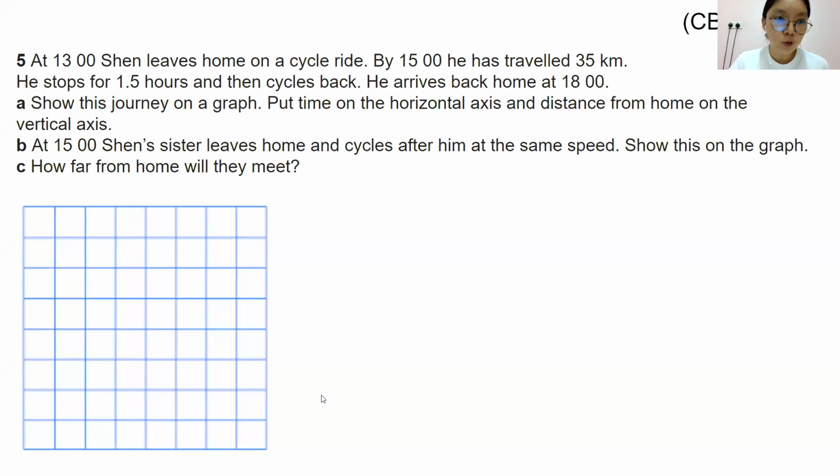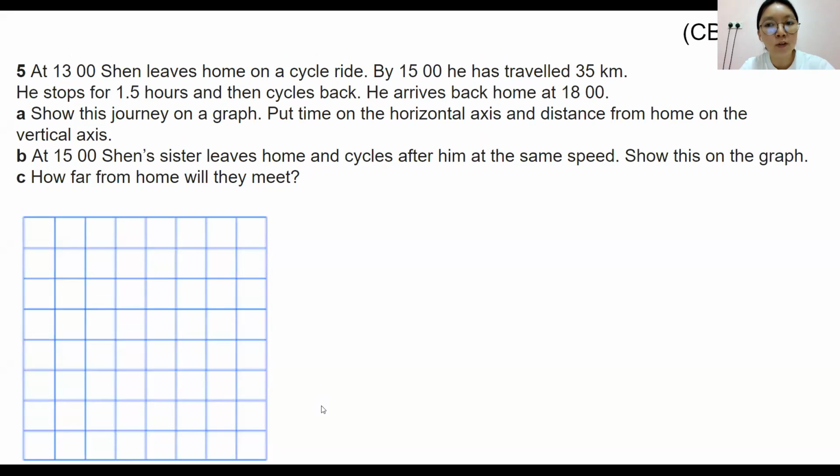At 1300, Shen leaves home on a cycle ride. So by 1500, he has traveled about 35 km. He stops for a while, 1.5 hours, and then cycles back. He arrives home at 1800.